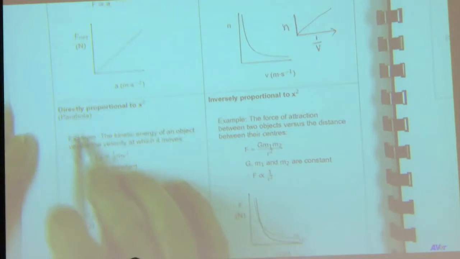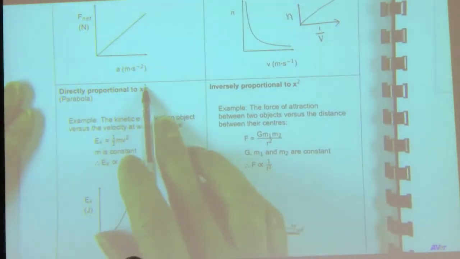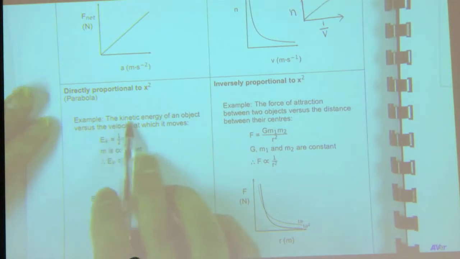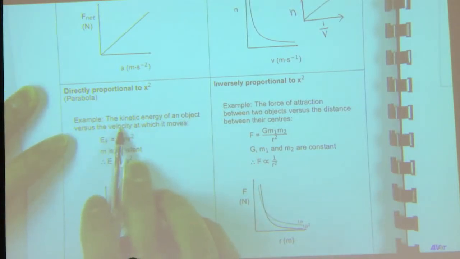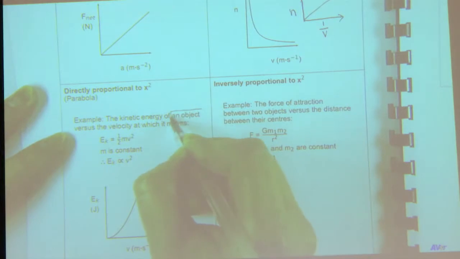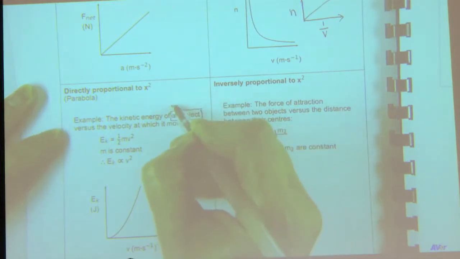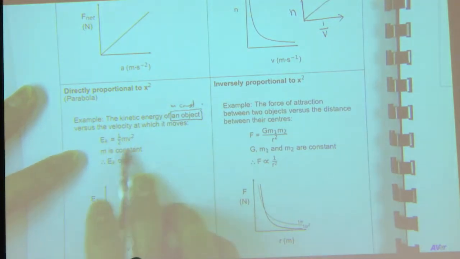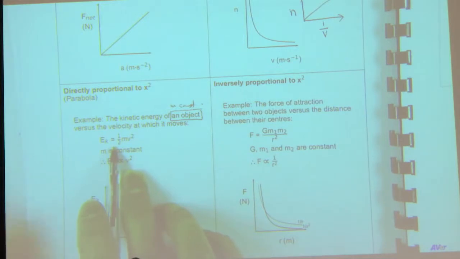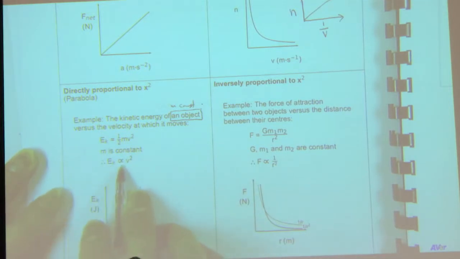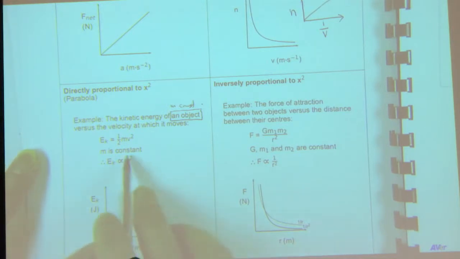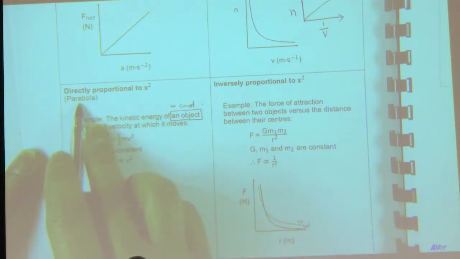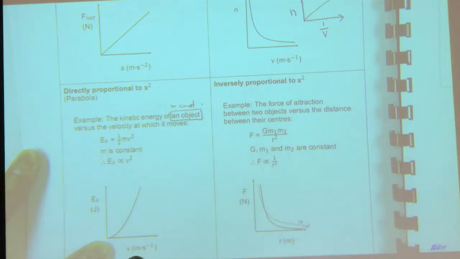Next one, directly proportional to the square. Say, for instance, kinetic energy of an object versus the velocity at which it moves. Same thing, an object, what does that tell you? That m is a constant here, right? So if I look at Ek equals half mv squared, half is already a constant, and m is also a constant. So you can leave that out, and Ek will be directly proportional to v squared. So if you draw Ek and v, the square tells you it's a parabola, right? It's squared, so you end up with a parabola.